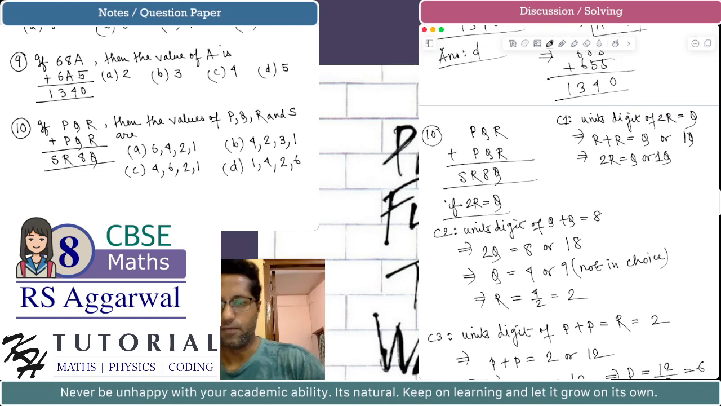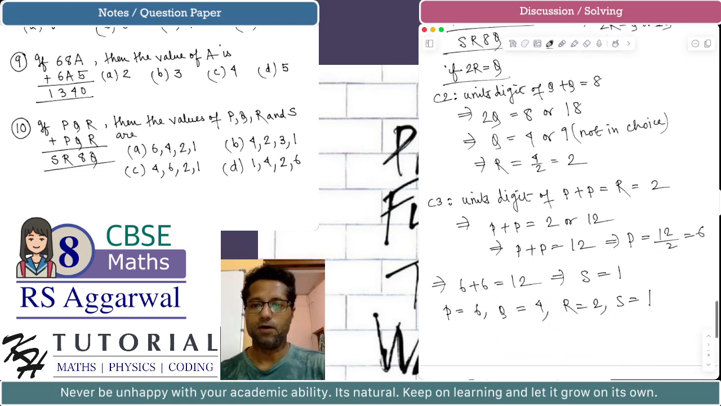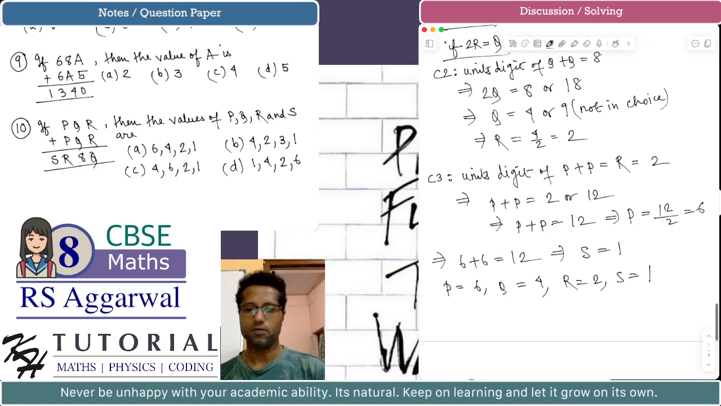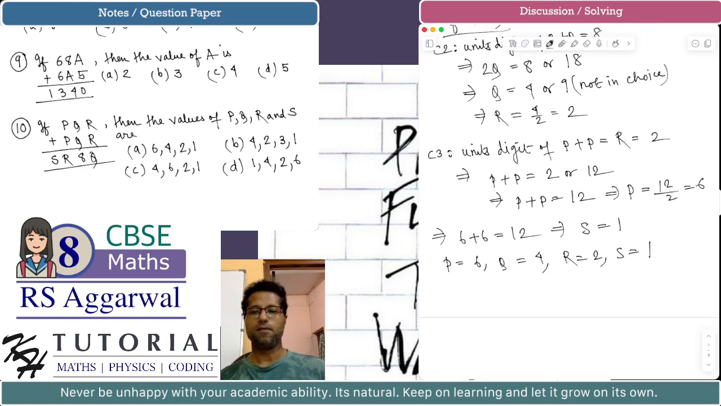Now we also have to consider the possibility that twice r is equal to 1q. Now, from the fact that twice r equals q, we have found the solution 6421, and we can clearly see 6421 as a solution in the given choices, which is choice A. So we can clearly say that the right choice is A.